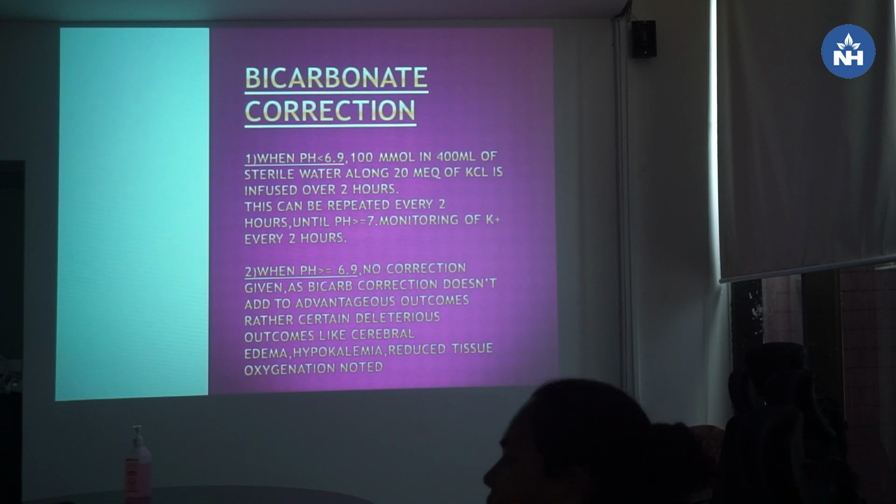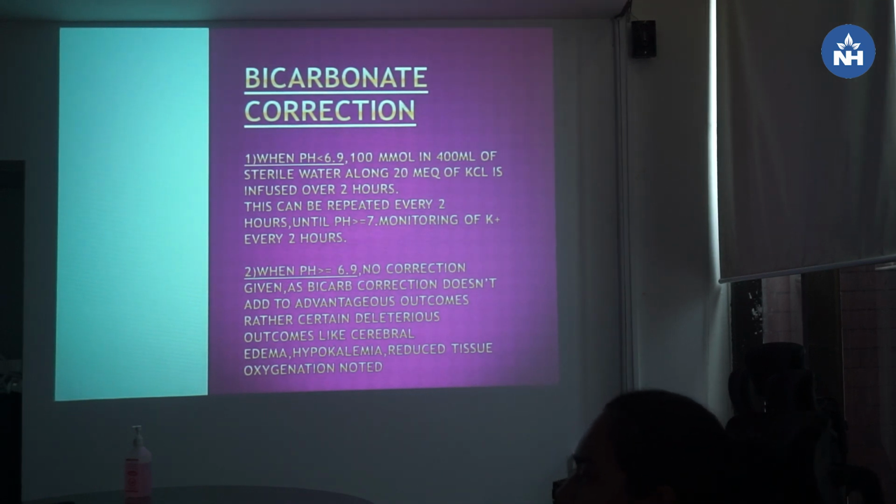Bicarbonate correction. When pH is less than 6.9, 100 millimoles in 400 ml of sterile water along with 20 mEq of KCl is infused over 2 hours. This can be repeated every 2 hours until the pH comes over 7. Monitoring of K+ is also done every 2 hours. When pH is more than or equal to 6.9, no correction is given, as bicarb correction doesn't add to advantageous outcomes, rather it has certain deleterious outcomes like cerebral edema, hyperkalemia, reduced tissue oxygenation.